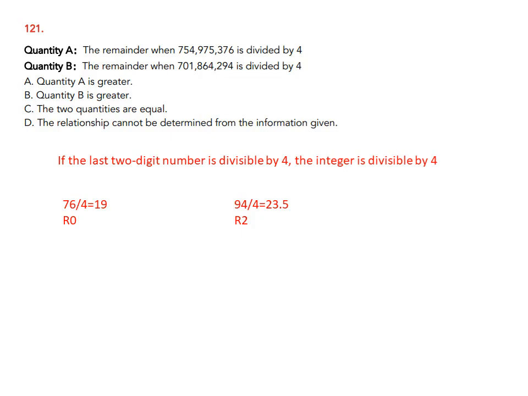The last two-digit number is 94. So 94 divided by 4 equals 23.5. So 23 multiplied by 4 equals 92, and the remainder will be 94 minus 92 equals 2. In this case, B is greater than A. So the answer will be option B.